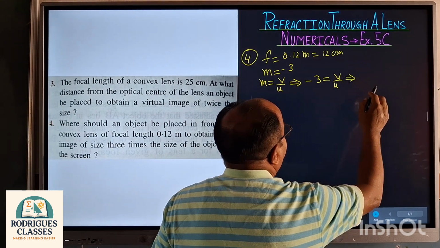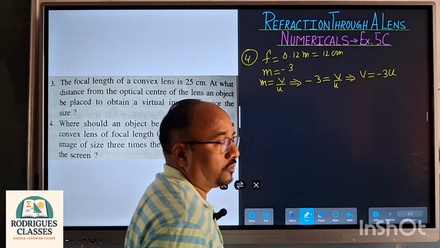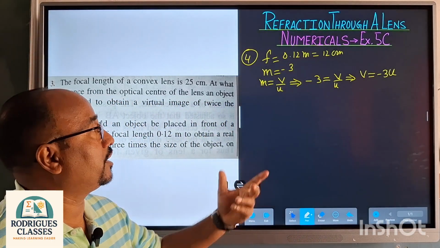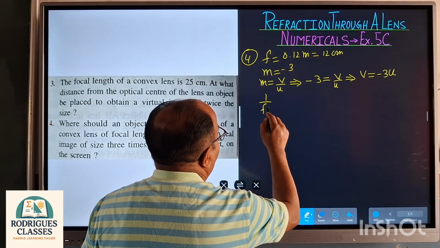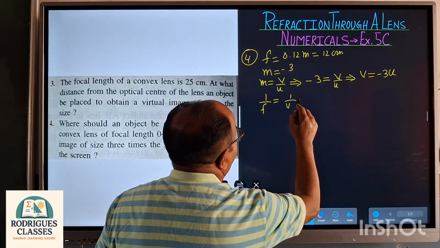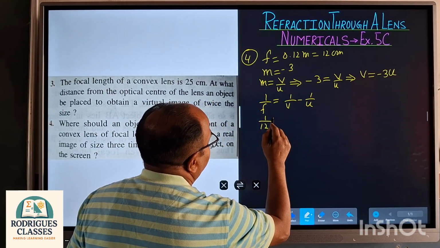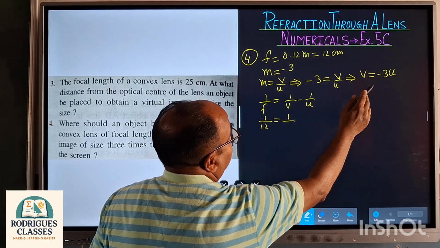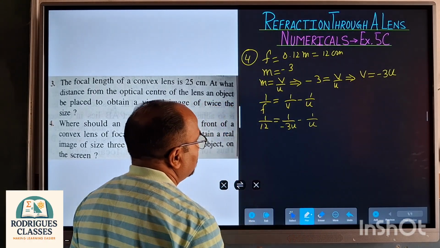So I get here V equals to minus 3U. Because we have to find object distance, so again I am finding V in terms of U. So now write the focal length formula. Focal length is 12 centimeter. 1 by V will be put as minus 3U minus 1 by U.